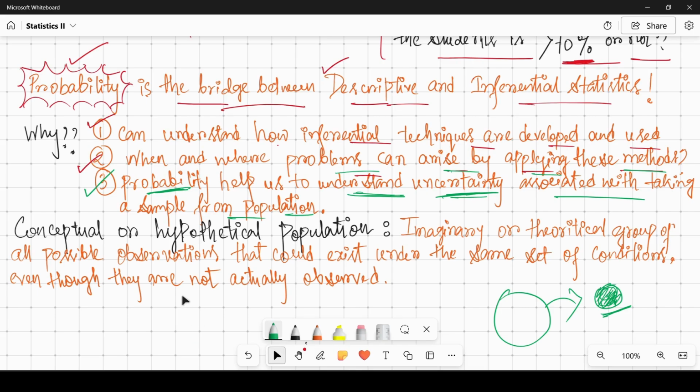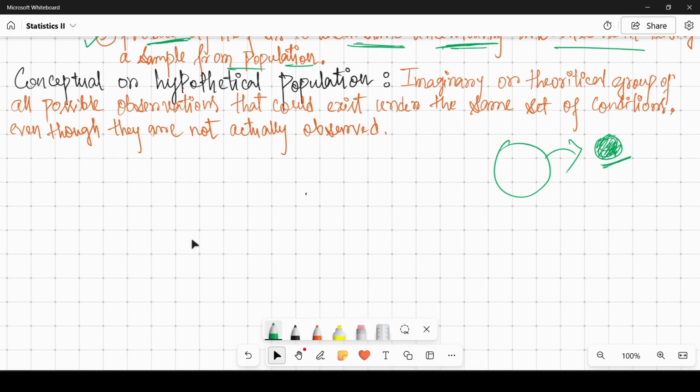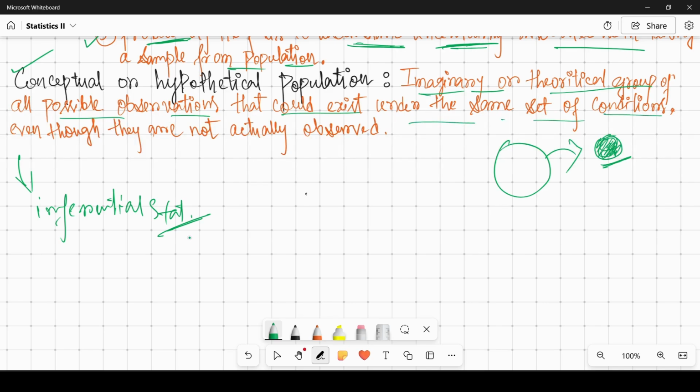So these are important. Next, another point to be discussed in this video is the conceptual or hypothetical population. What is a conceptual or hypothetical population? It is actually associated with inferential statistics. And it is nothing but an imaginary or theoretical group of all possible observations that could exist under the same set of conditions, even though they are not actually observed.